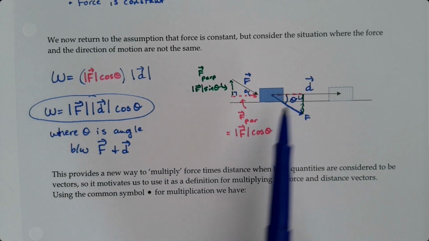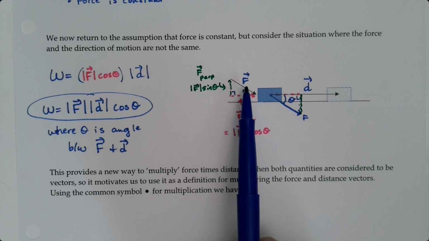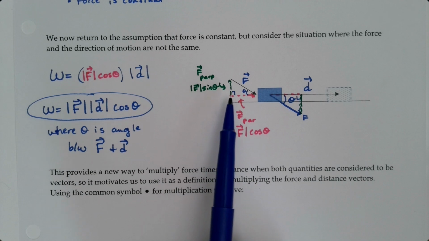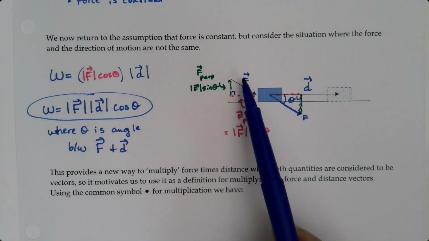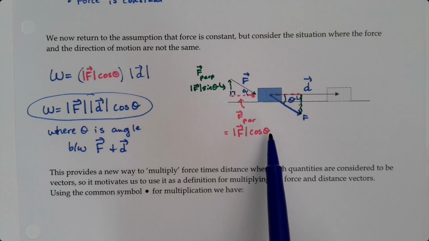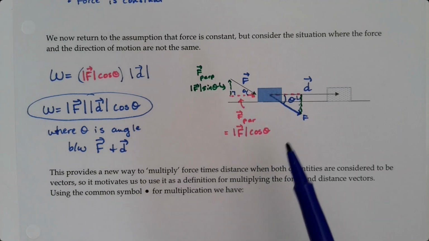All right, so to recap, we broke down the force vector because the force vector has two components, the perpendicular part and the parallel part. The parallel part will be the magnitude of this force, the magnitude of the hypotenuse, times the cosine of the angle theta, because the angle theta is adjacent over hypotenuse, and the parallel piece is the adjacent side.